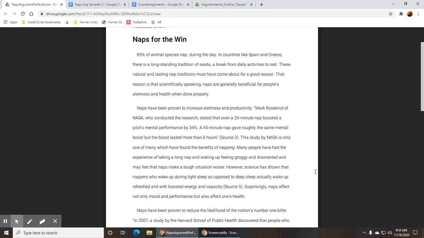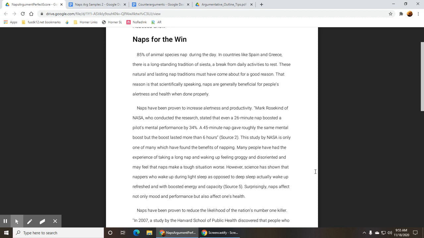Naps have been proven to increase alertness and productivity. Mark Rosekind of NASA, who conducted the research, stated that even a 26-minute nap boosted a pilot's mental performance by 34%. A 45-minute nap gave roughly the same mental boost, but the boost lasted more than 6 hours. Source 2. This study by NASA is only one of many which have found the benefits of napping.